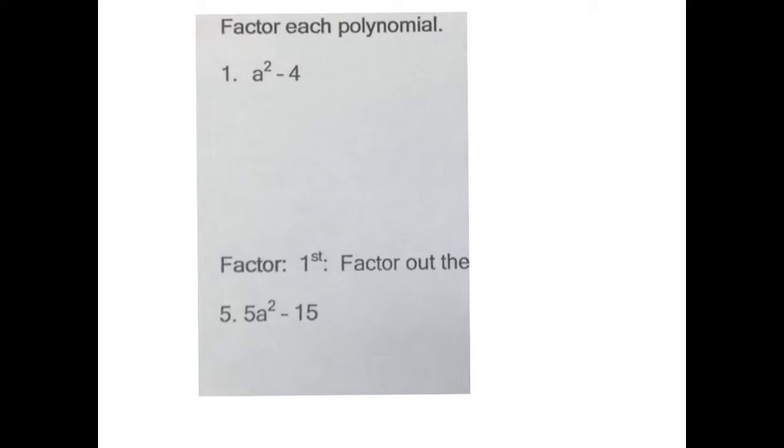We learned two ways that you can do number one. You could do the square rooting of each one. That was kind of the shortcut. The other option was to do a squared plus 0x minus 4. Either way, you're going to end up with the same answer.